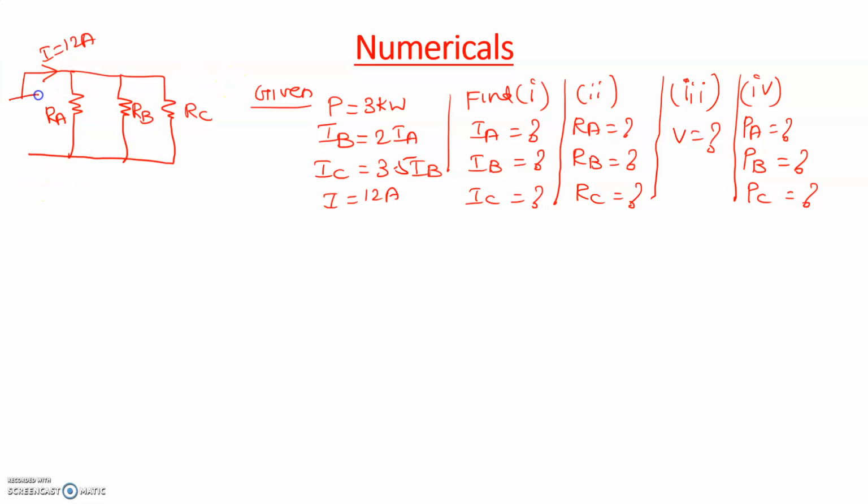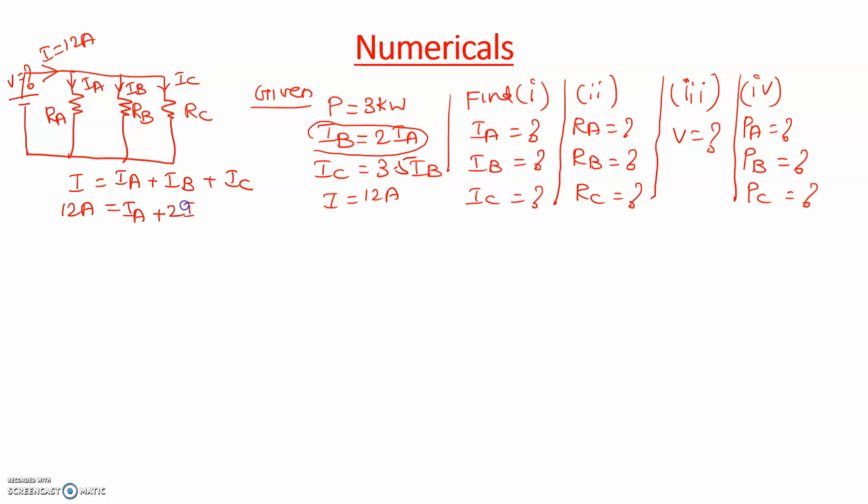So the currents are unknown, and we have to find them. Current through these resistors is IA, IB and IC. For a parallel circuit, the total current is equal to the summation of IA, IB and IC. The total current, which is 12 amperes, is equal to IA plus IB, which is 2 times IA, plus IC, which is 3.5 times IB.